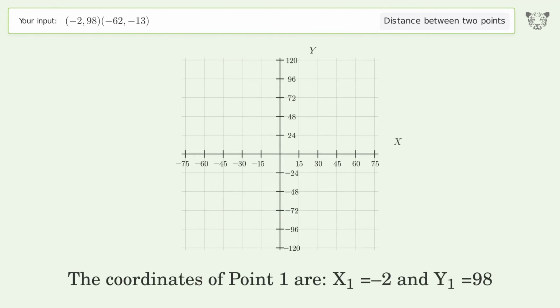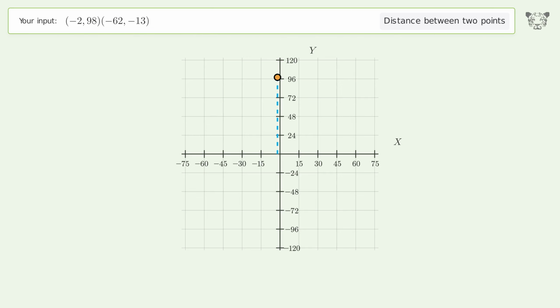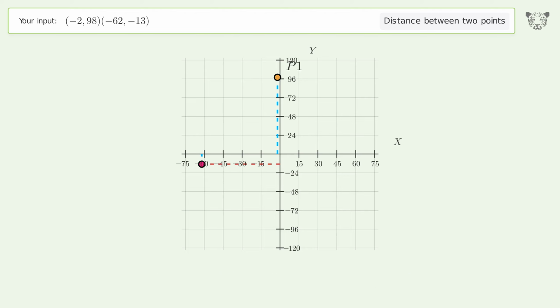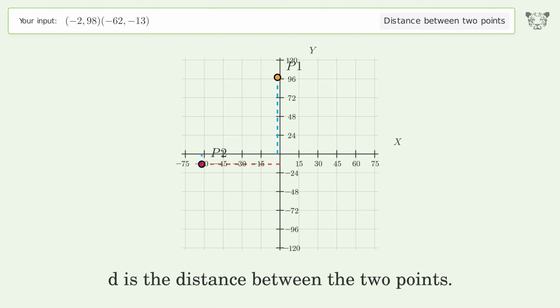The coordinates of point 1 are, x1 equals -2 and y1 equals 98. The coordinates of point 2 are, x2 equals -62 and y2 equals -13. D is the distance between the 2 points.